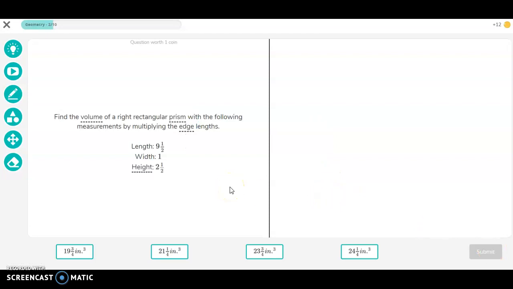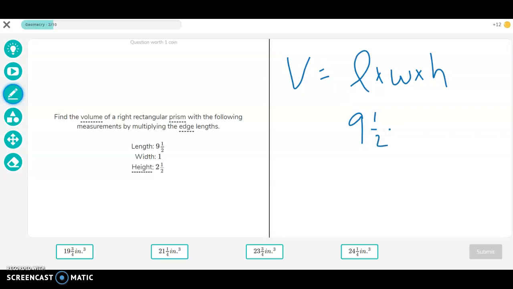All right, find the volume of a right rectangular prism. Remember, a right rectangular prism is just like a shoebox, with the following measurements by multiplying the edge length. So they give you length, width, height. This is what you did yesterday. So remember, volume, capital V, is equal to length times width times height. Okay, so length would be 9.5 times your width, which is 1, and times your height, which is 2.5. Use your calculators, my friends. It will be much easier for you. When you do this, you will get 23.75.